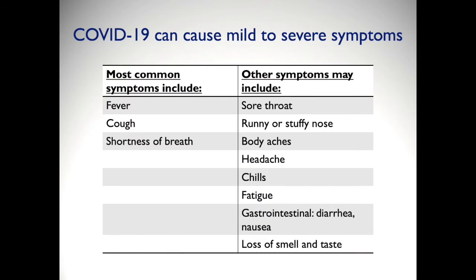COVID-19 can cause mild to severe symptoms. The symptoms may appear 2 to 14 days after exposure. Most common symptoms include fever, cough, or shortness of breath. Other symptoms may include sore throat, runny or stuffy nose, body aches, headache, chills, fatigue, gastrointestinal symptoms like diarrhea or nausea, and/or a loss of smell and taste.